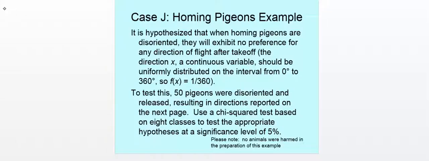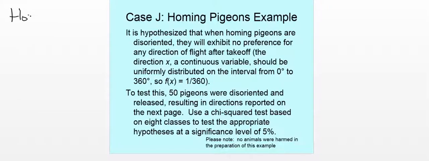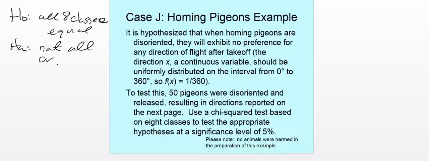So if we try and prepare a hypothesis test, we'll say the null hypothesis is that all 8 classes are equal, against the alternative that not all are equal. And we're going to use an alpha of 5%. So with that, we'll begin.